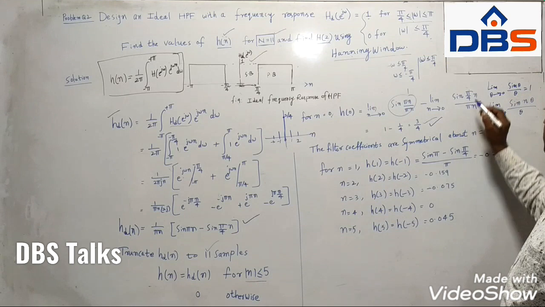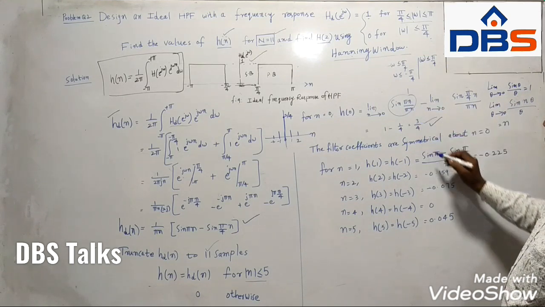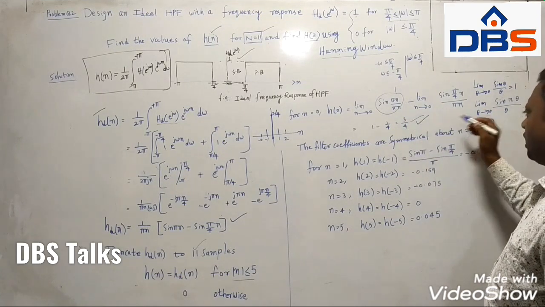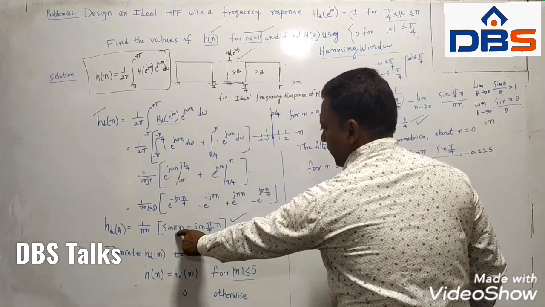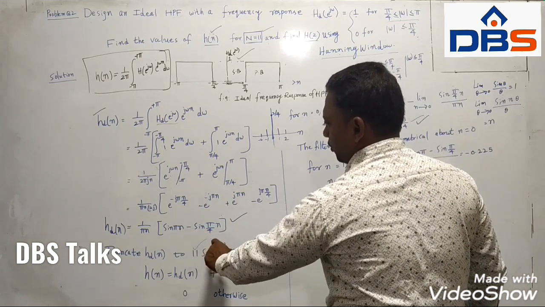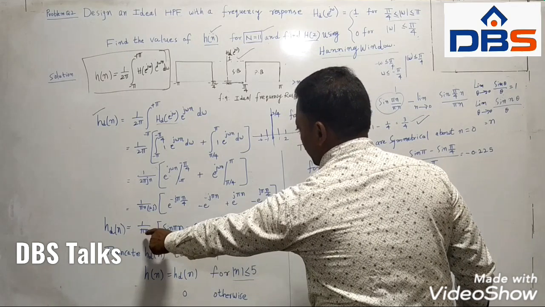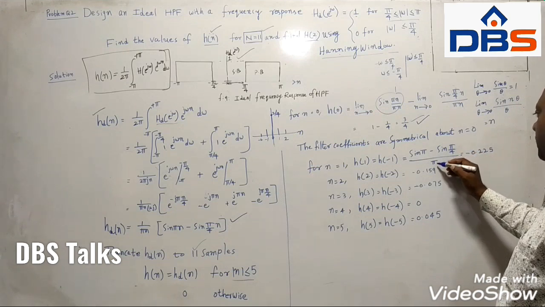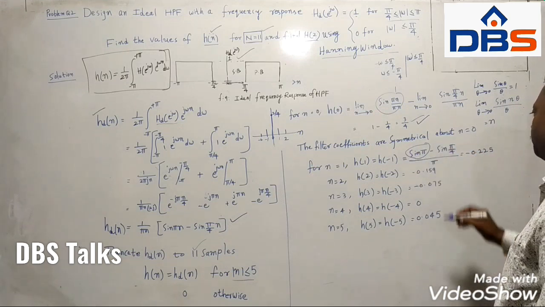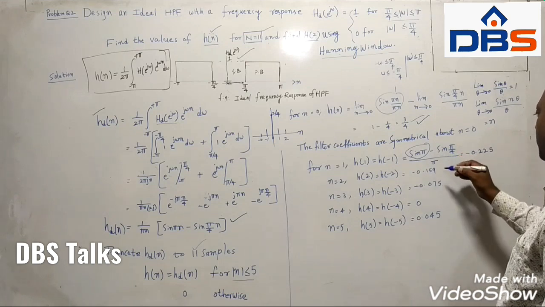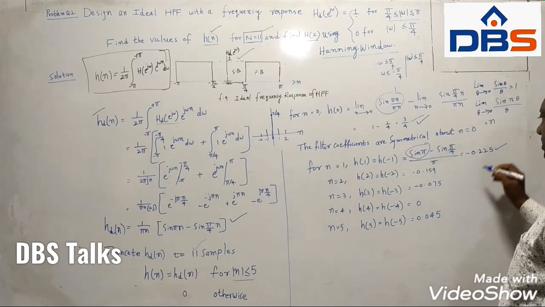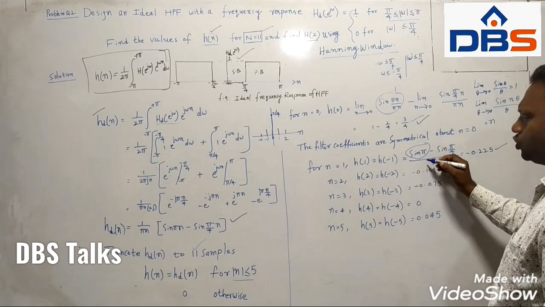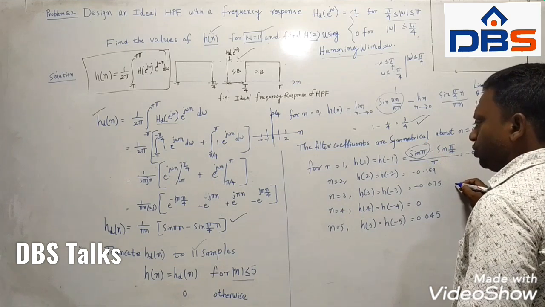Now what happens when n is 1? Taking the overall formula, sin pi n minus sin pi n by 4 by pi n, with n equal to 1 you get sin pi minus sin pi by 4 divided by pi. We know that sin pi is 0, so you will get minus sin pi by 4 by pi. In the same way, when n is equal to 2, you have to write down all these things. For n equal to 2, what happens? You see that for n equal to 2, h of n.